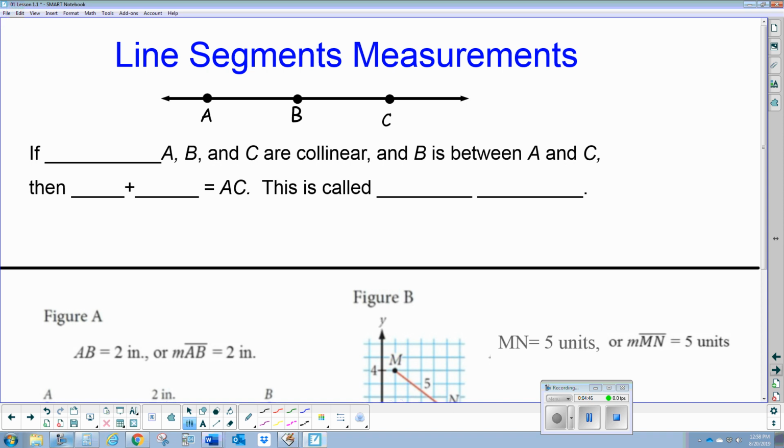You can measure a line segment. You cannot measure a line. So we can measure segment AB, or we can measure segment AC, we can measure segment BC, but we cannot measure this line. If it has arrows going in both directions, that means it goes on forever.